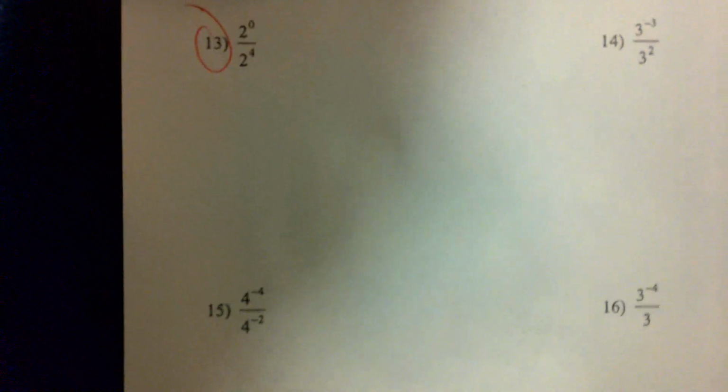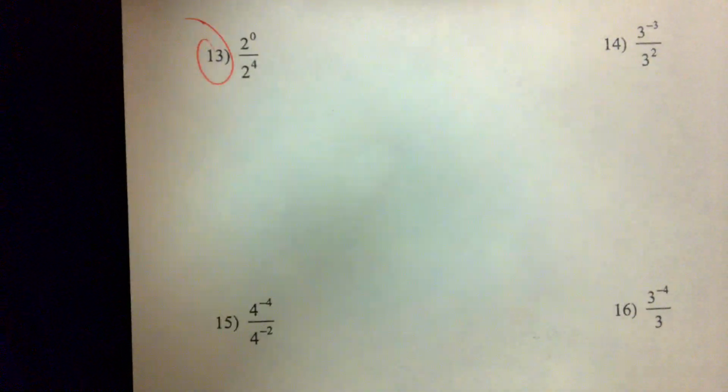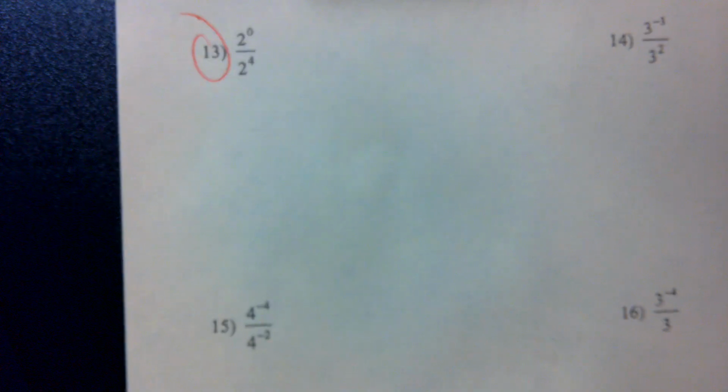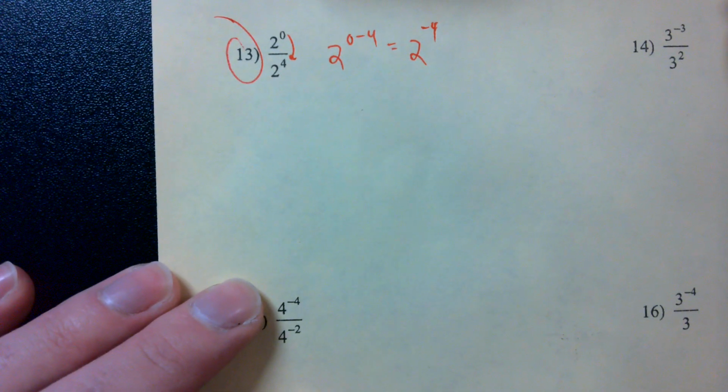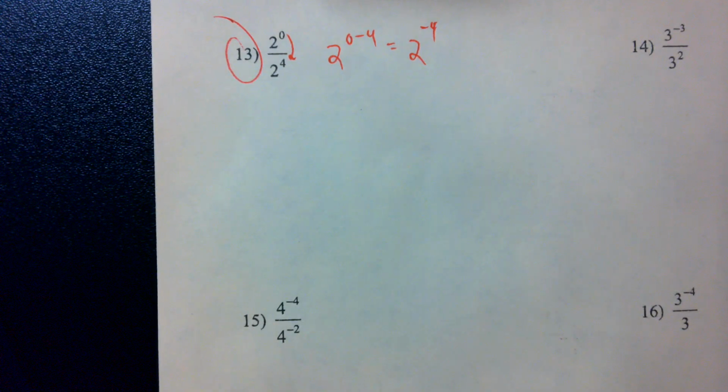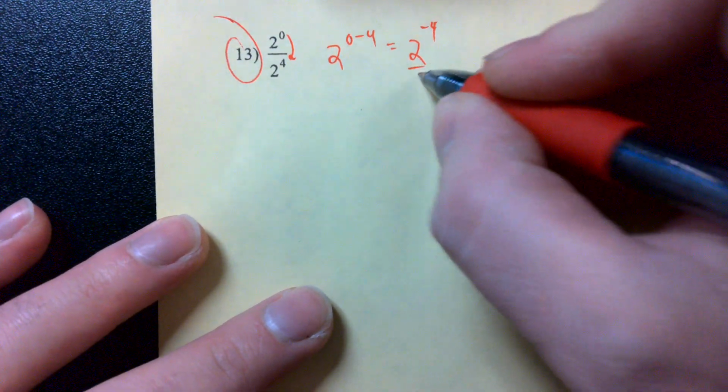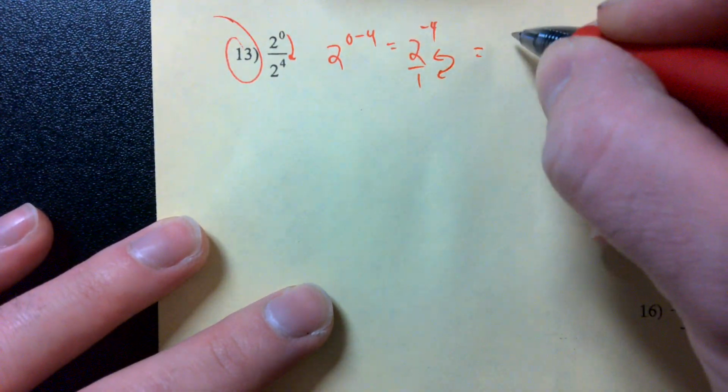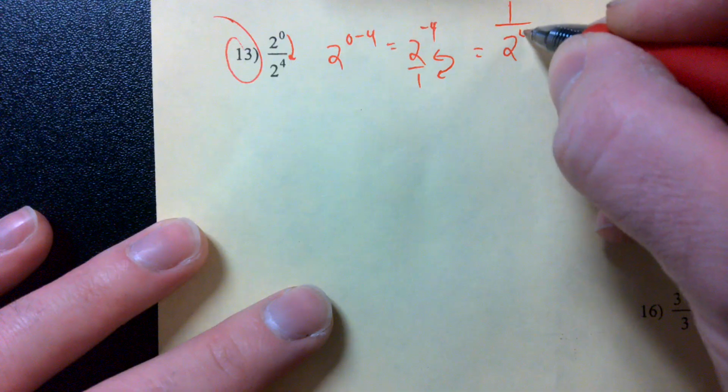Now, if I look down to 13, again, we're going to do this 2 ways. The first way is just my quotient rule way. I'm going to subtract that 0 minus the 4. Well, what is 0 minus 4? It's going to be negative 4. Is 2 to the negative 4 my final answer? No. What should I do with that? Turn it into a positive. I'll put it over 1, I'll flip it around, and I'll make that 4 into a positive 4.